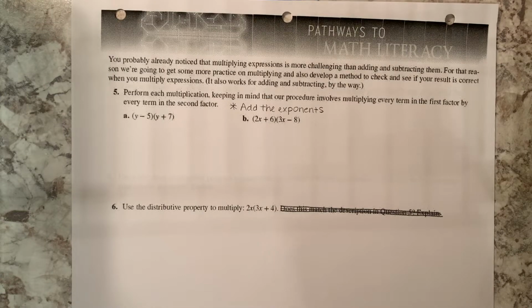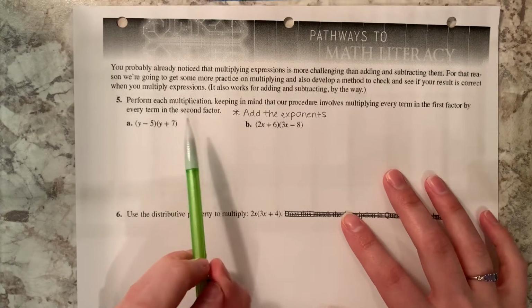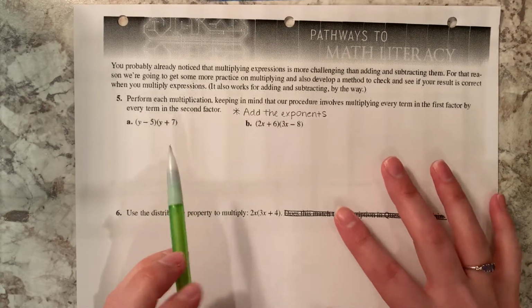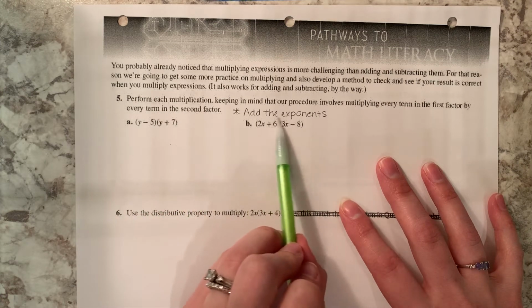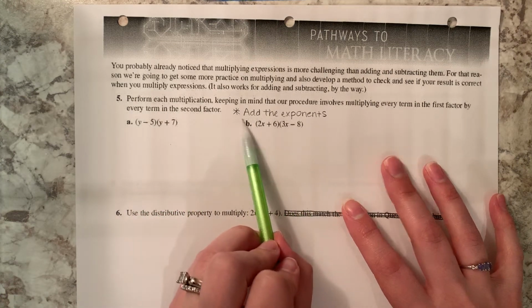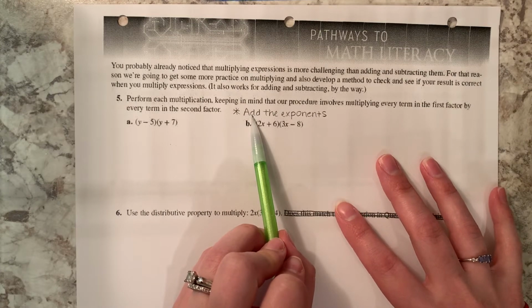Moving on to number 5, it says multiplication is a little more challenging, okay? So now we're switching gears a little bit and we're being asked to multiply instead of adding and subtracting. So perform each multiplication. I put a little reminder here: when you are multiplying polynomials, you do have to add the exponents.